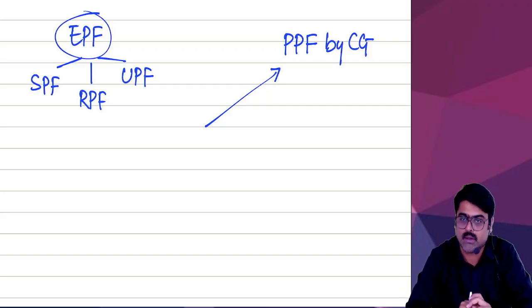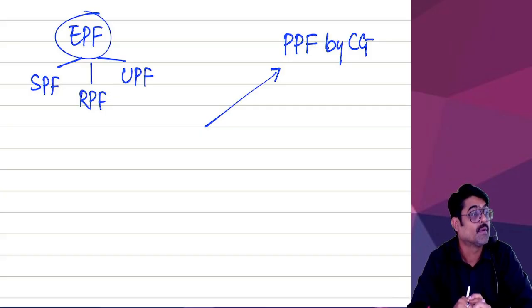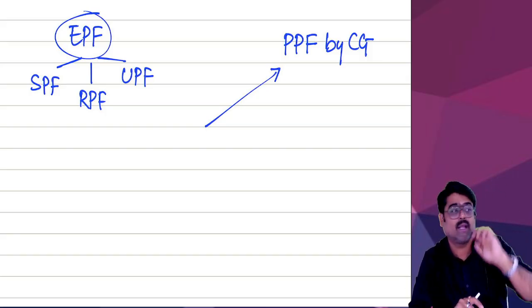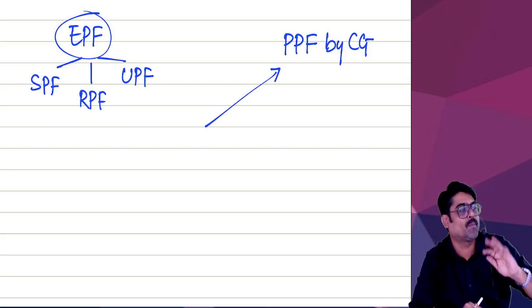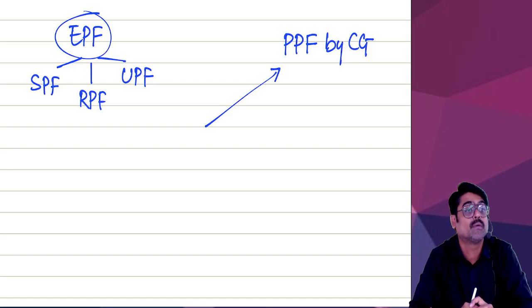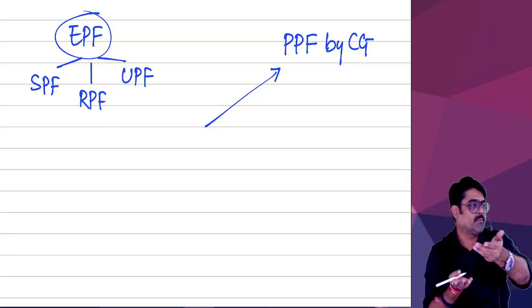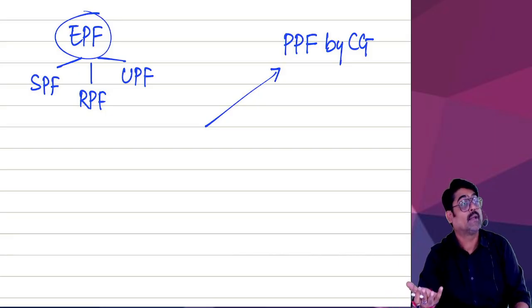So if you want, you can open a PPF account. Where can you open this PPF account? You can go to any post office or any nationalized bank like SBI. Go and tell them that you want to open a PPF account. They will give you a form, the PPF account opening form. Fill up that form and your PPF account will be opened in the bank.